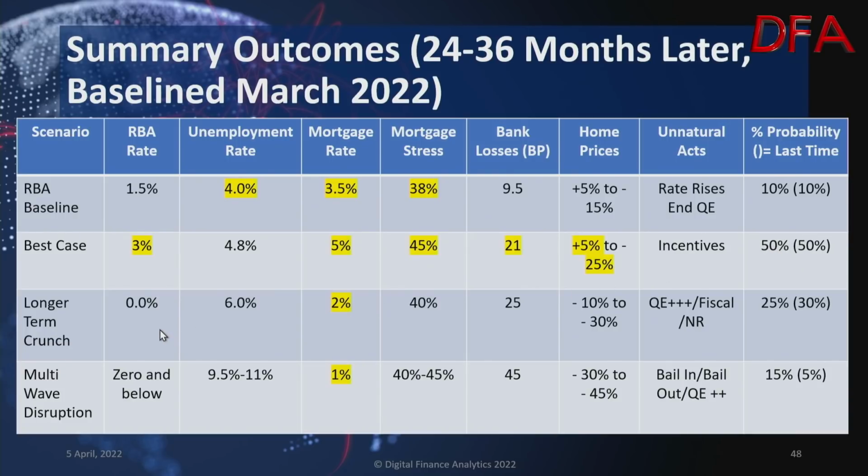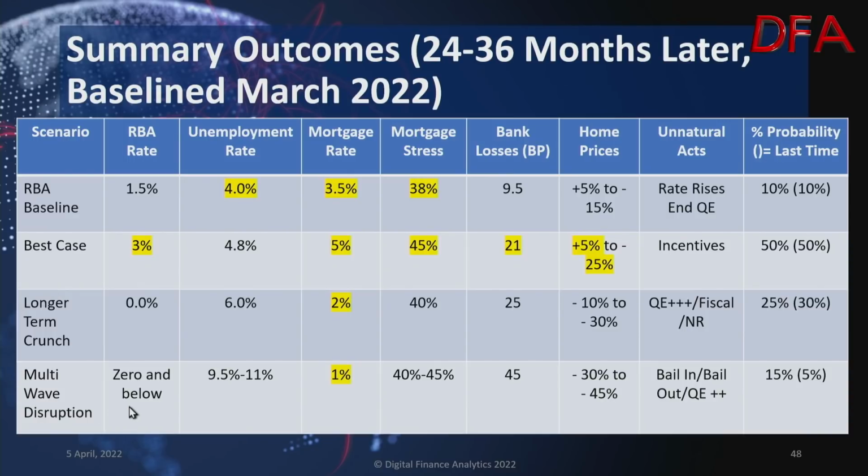Then we've got to think about the longer-term crunch. So what happens if, in fact, things don't go and we get higher unemployment, and as a result of that, the inflation dissipates, and in that case, the RBA might be forced to take rates lower, close towards zero. That would give us a lower mortgage rate. The mortgage stress would perhaps be about 40%. And even so, I think we'd probably see some falls in prices, a 25% scenario there.